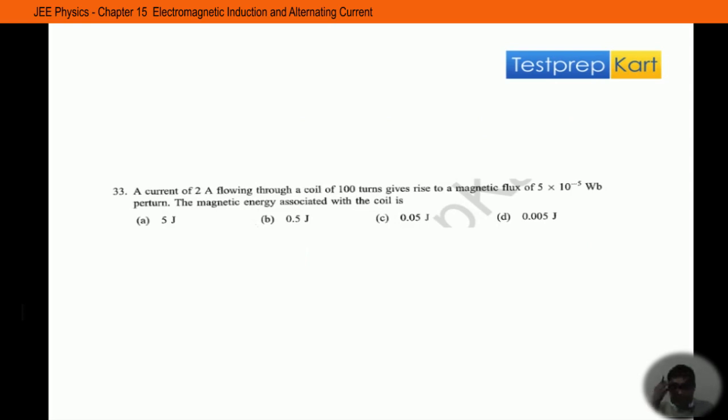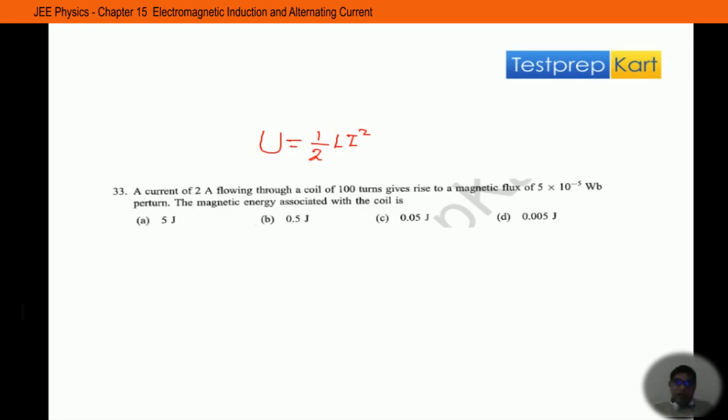Now let's see the next question. In question number 33, it is saying a 2 ampere current is flowing through a coil of 100 turns that gives rise to a magnetic flux of 5 into 10 to the power minus 5 Weber. So what is the magnetic energy associated with the coil? The expression for magnetic energy we already derived in previous questions, that is half L into I square.